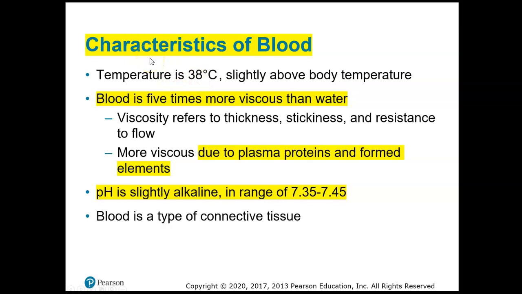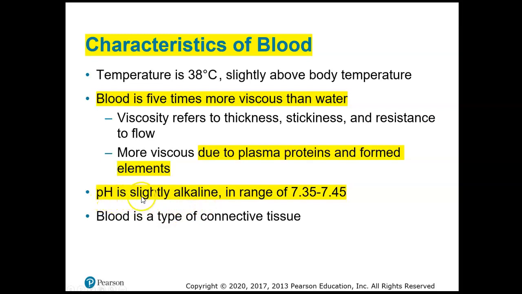For characteristics of blood, blood is thicker than water. So the way we would say that in science is blood is 5 times more viscous or more concentrated than water. And what leads to this viscosity is that there are plasma proteins that are dissolved in the blood plasma that make the plasma thicker than water or more viscous. And also the cells, the formed elements, red blood cells, white blood cells, and platelets, all of those help to increase the concentration of blood compared to water and compared to your tissue fluid, your interstitial fluid.